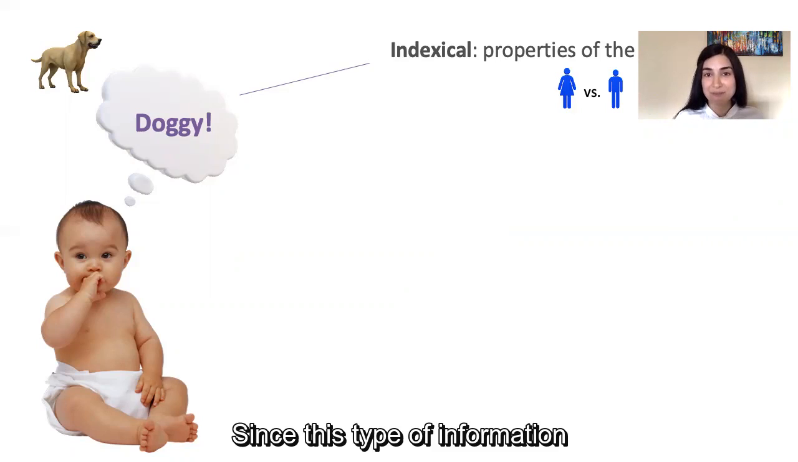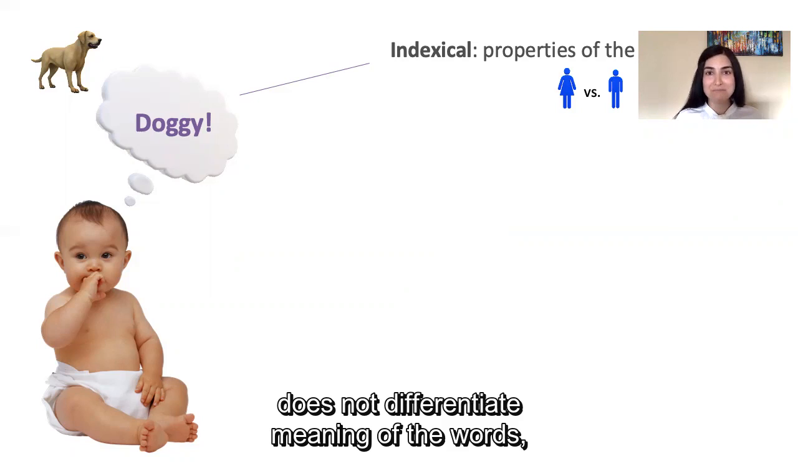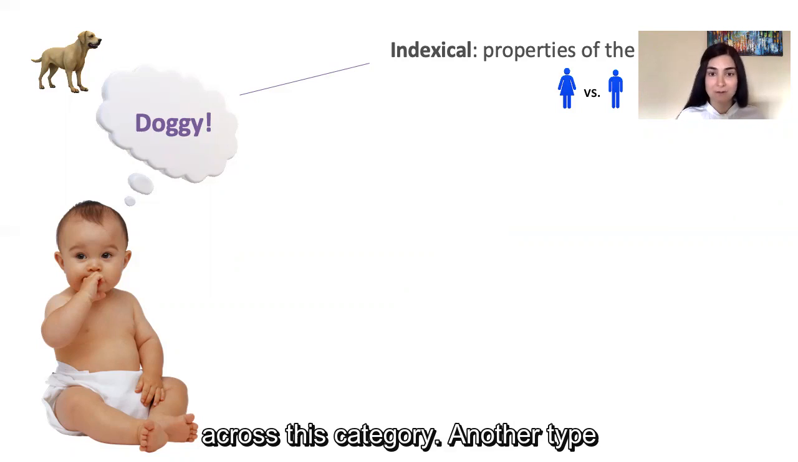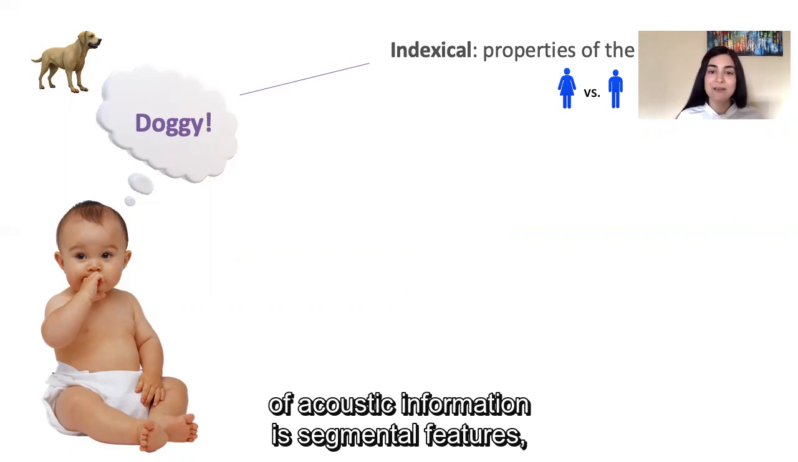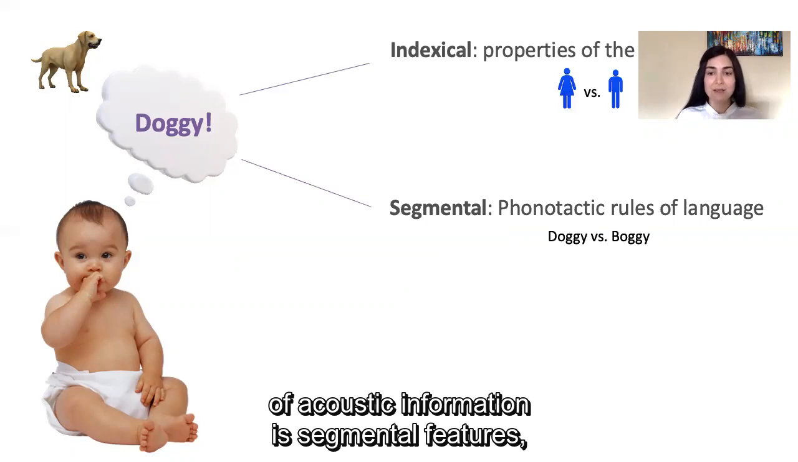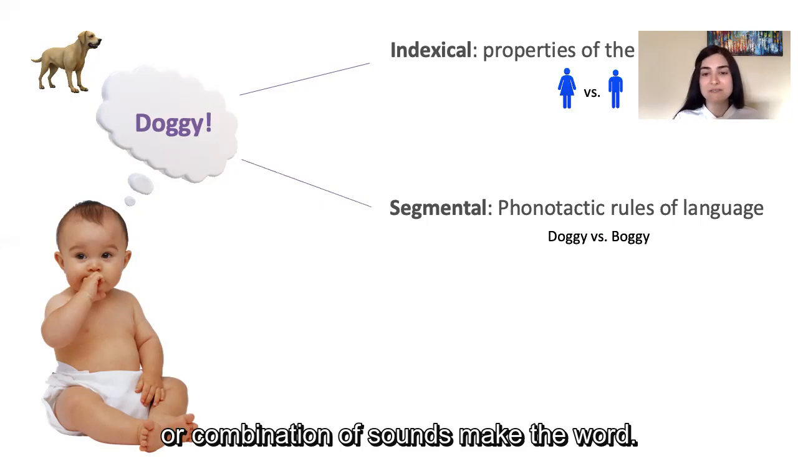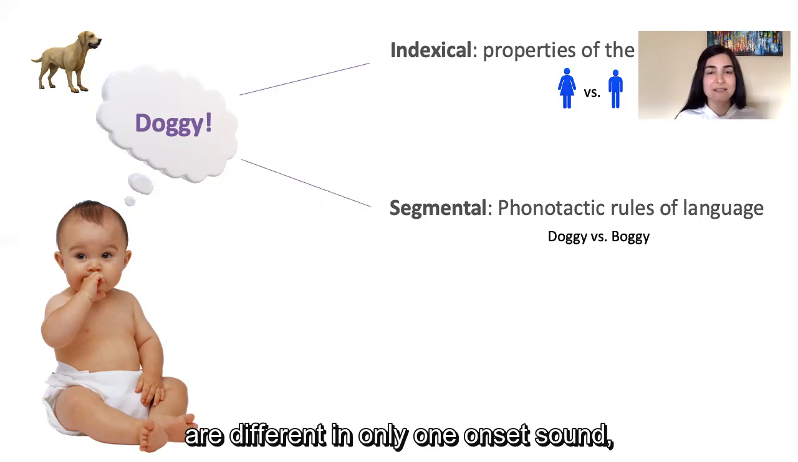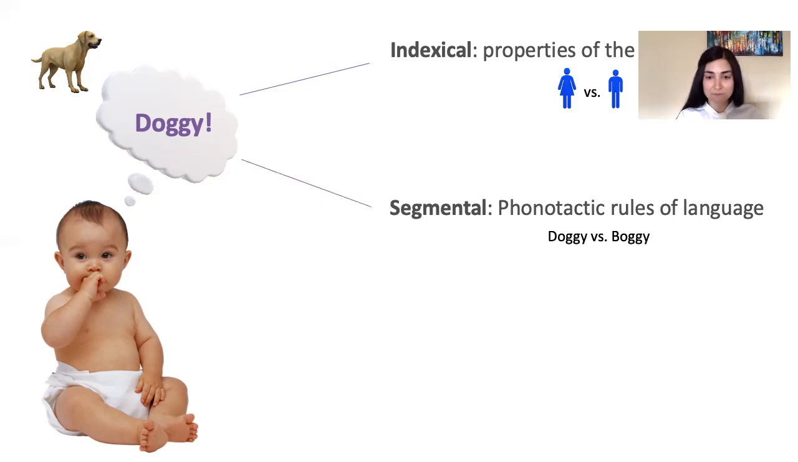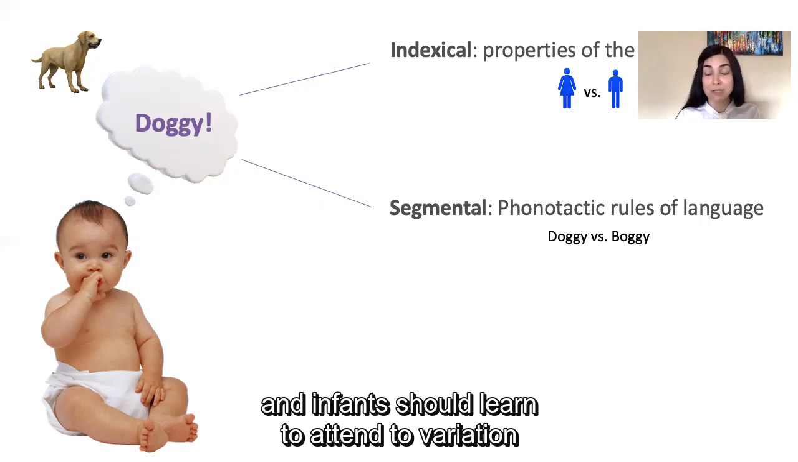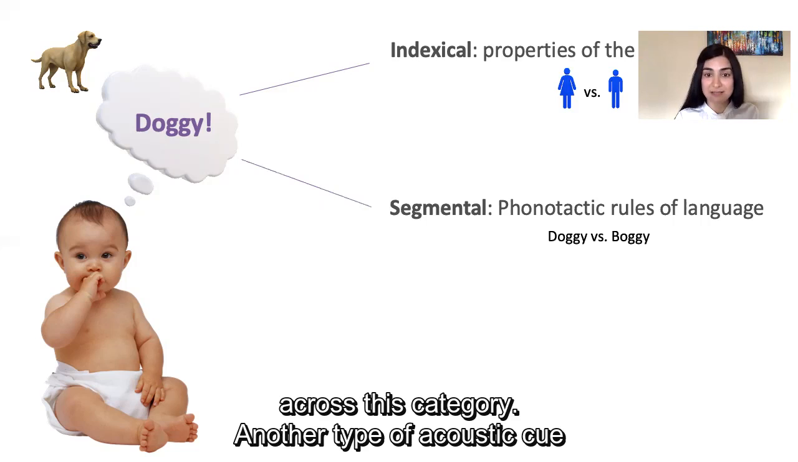Since this type of information does not differentiate meaning of the words, infants should learn to ignore variation across this category. Another type of acoustic information is segmental features, which are phonotactic rules of language, or what combination of sounds make the word. For example, the words doggy and boggy differ in only one onset sound, yet they have different meanings. So segmental features differentiate meaning, and infants should learn to attend to variation across this category.